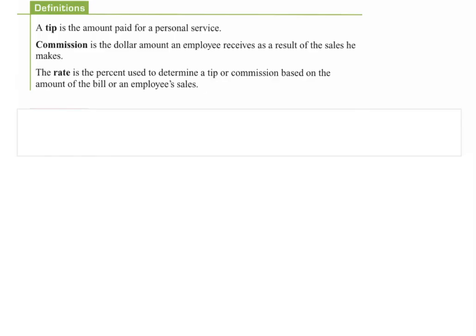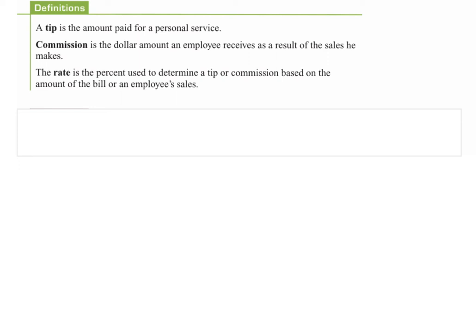Some more definitions that you need to be aware of. A tip is the amount paid for personal service. If you've ever been to a restaurant, you probably know what a tip is. Commission is similar to a tip, because it's also based on the amount of a sale, but commissions are usually set by the employer.